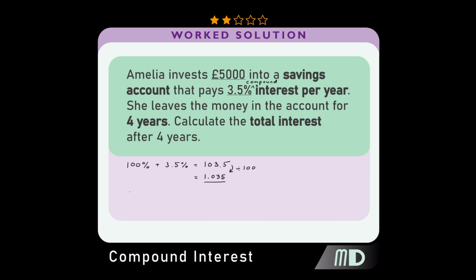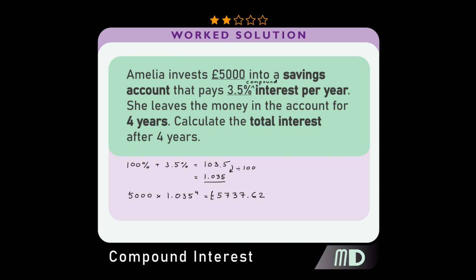So 5,000 multiplied by 1.035 raised to the power of 4 is equal to 5,737 pounds and 62 pence. The total amount in Amelia's account after 4 years.